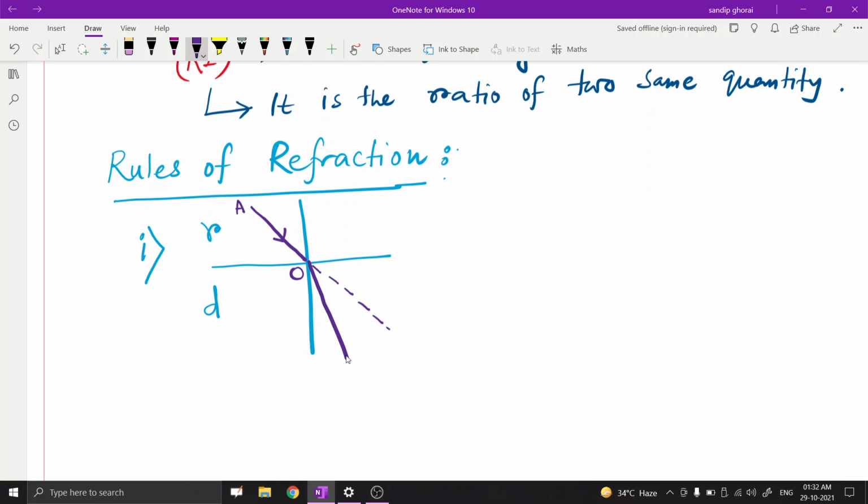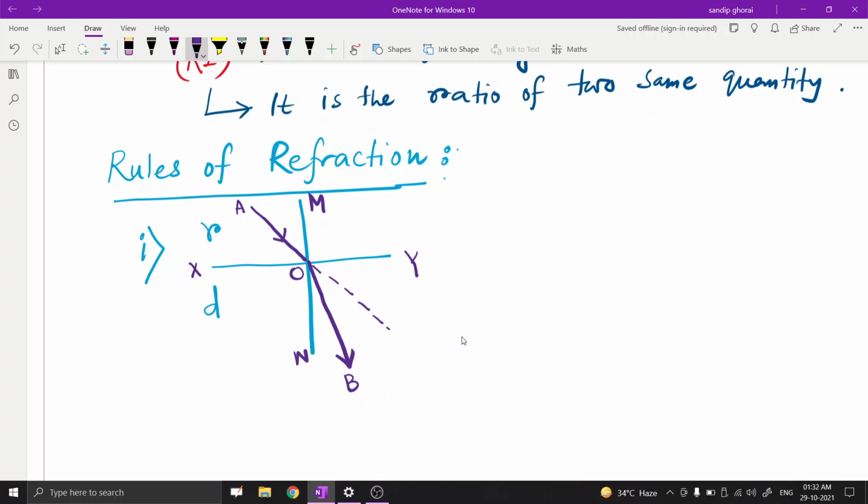it bends towards the normal. This is the normal MN, and the ray AO bends towards the normal, because in the denser medium the speed of light decreases. That is why light wants to travel the minimum distance. So the refracted ray bends towards the normal.